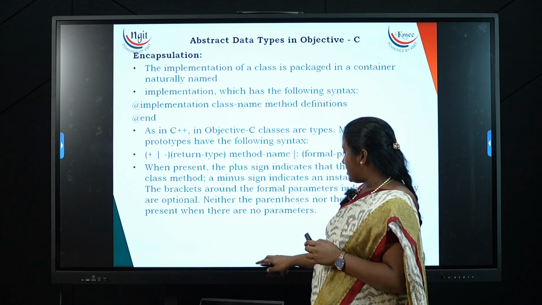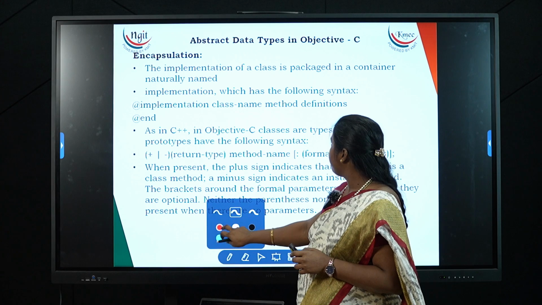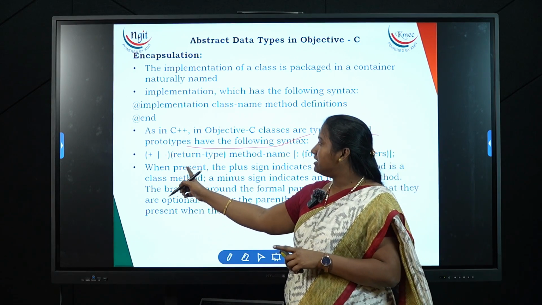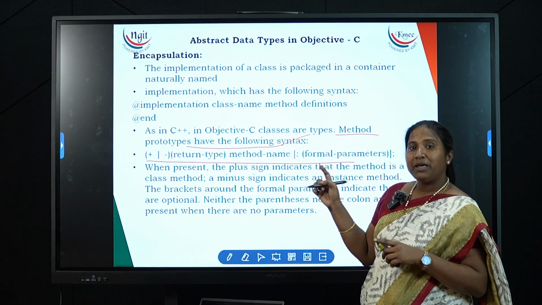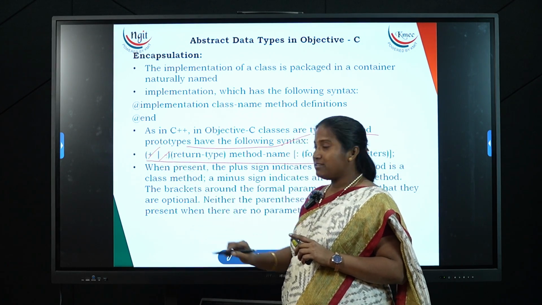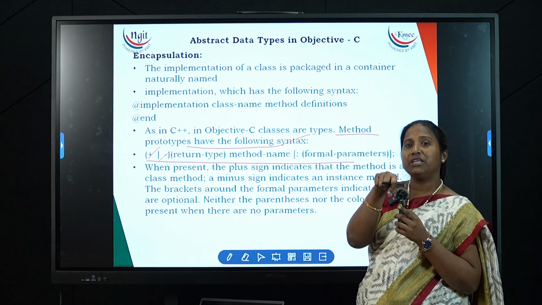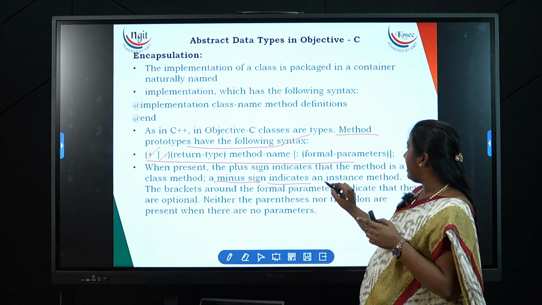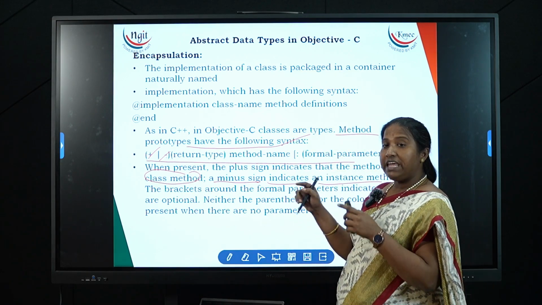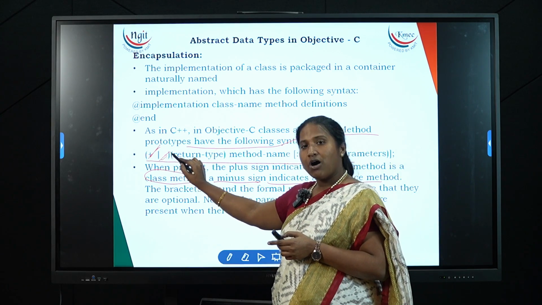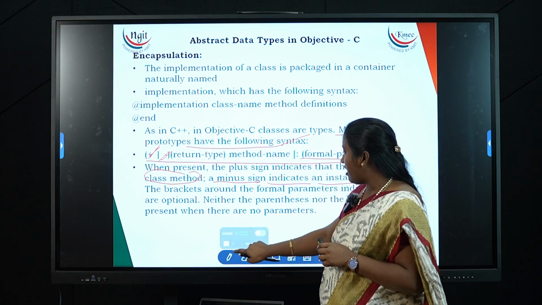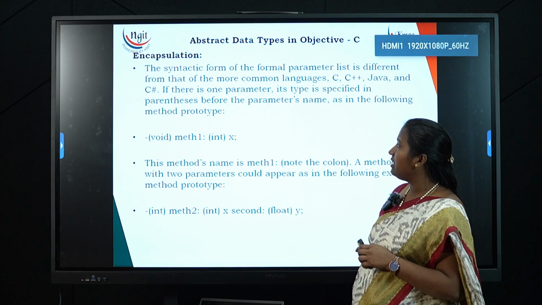Now we'll proceed. As in C++, in Objective-C classes or types, method properties, prototypes have the following syntax. Now you have to concentrate keenly on this. The syntactical structure is this. We will follow this syntax to write a method. There are two symbols, plus and minus. If a method is preceded with the minus, it is an instance method. Minus sign indicates an instance method. Plus sign indicates a class method. Each method in the program will start either with plus or with minus, and it will have parameters. We'll see some examples of how parameters are given and how a method gets created in Objective-C.